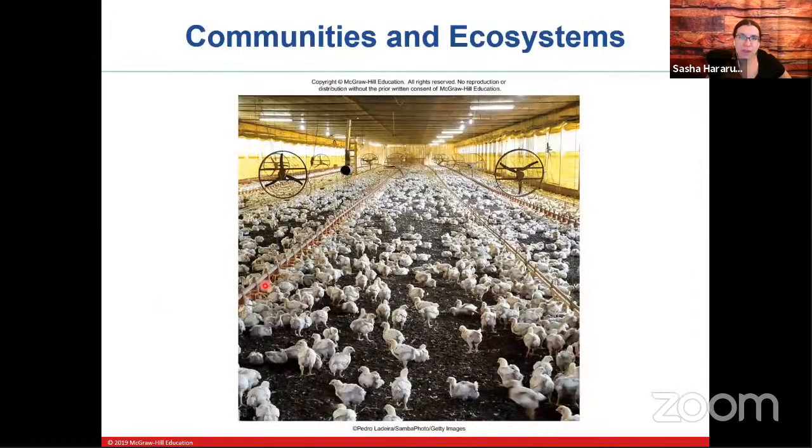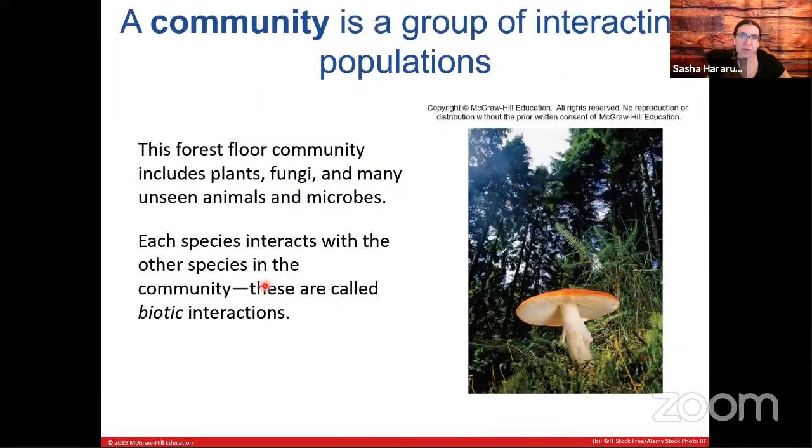So, communities and ecosystems. Community is the level of organization of life that is above the population, and ecosystem is the level of organization of life that is above communities. A community is a group of interacting populations, and an ecosystem is the community plus the non-living components of the surrounding area.